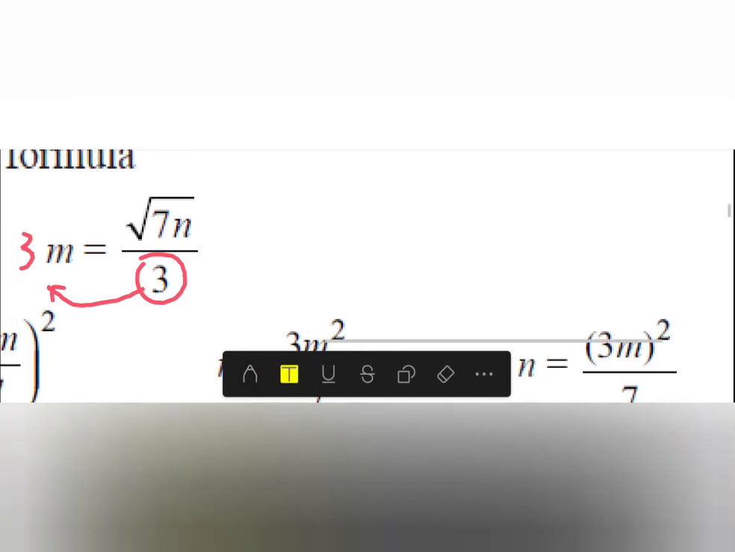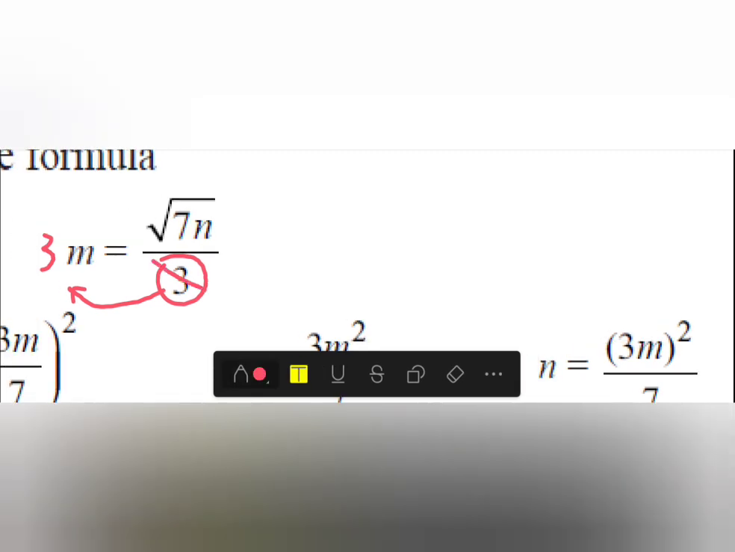This is the first step. So I got rid of the 3. Now I have 3m on the other side, because I multiplied by 3 on both sides. Some people use it that way. So I multiply, and I remove the 3 with the 3. And then I end up with 3m equals square root of 7n. Now, I have the square root, which I have to get rid of.